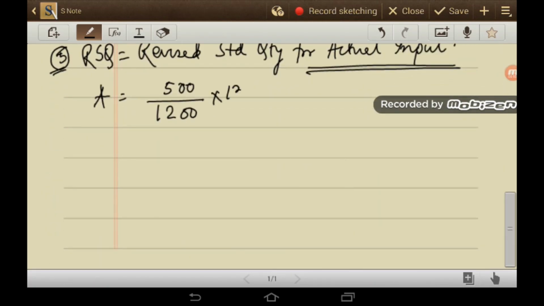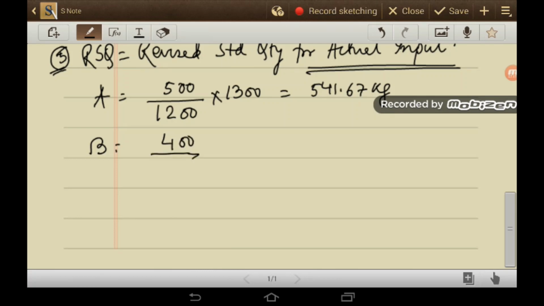So into 1300. So 500 kg of A, which is the material mix, of 1200 kg. So in 1200 kg of standard input, material A required is 500 kg. And what is the portion in 1300 kg? So that is the revised standard quantity, which is equal to 541.67 kg.